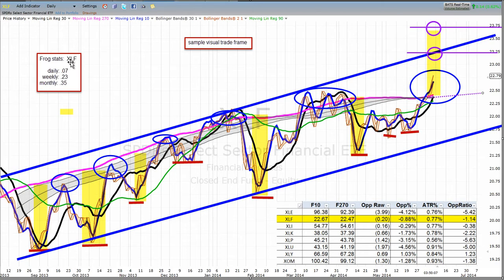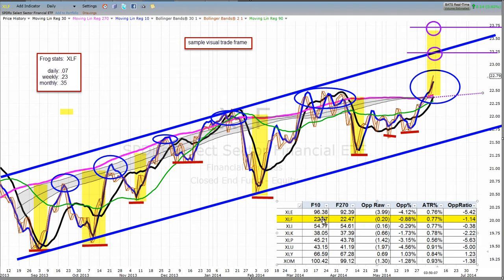And so now we're taking a look at symbol XLF, which has a daily frog box of 0.07, a weekly frog box of 23 cents, monthly frog box of 35 cents. And look at our little forecasting device here.